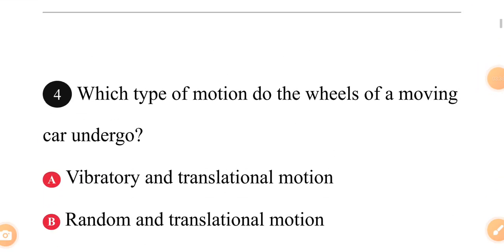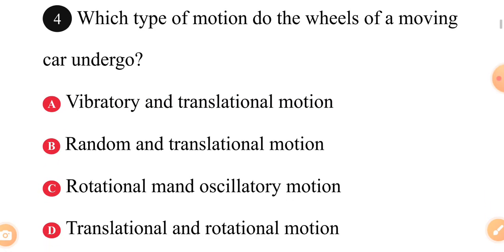Which type of motion do the wheels of a moving car undergo? You see the wheel of a car. It's in motion, right? It's moving. Which type of motion do the wheels of a moving car undergo? A, vibratory and translational motion. B, random and translational motion. C, rotational and oscillatory motion. D, translational and rotational motion.